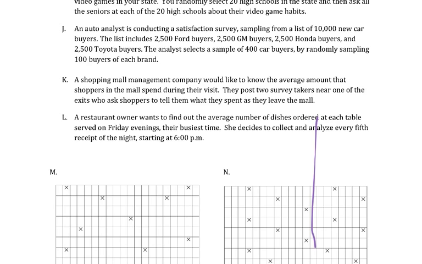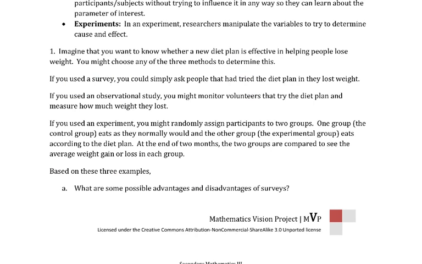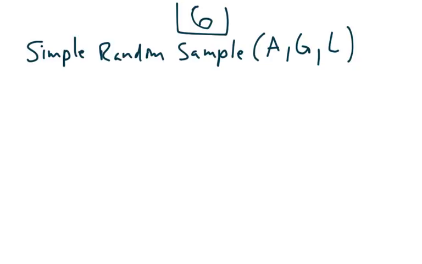Okay, and L, a restaurant owner wants to find out the average number of dishes ordered at each table served on Friday evenings, their busiest time. She decides to collect and analyze every 5th receipt of the night, starting at 6 p.m. So that 5th receipt, just random, very simple, randomized problems. Okay, so that's our number 1.